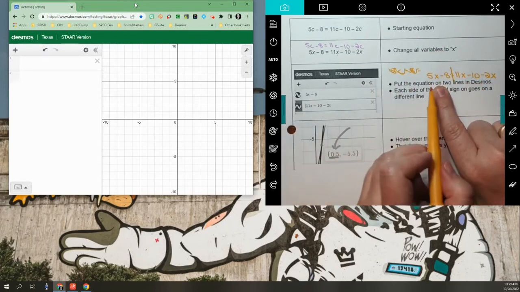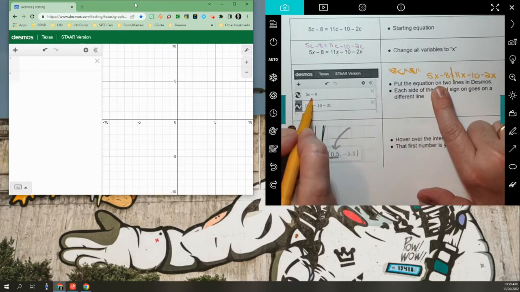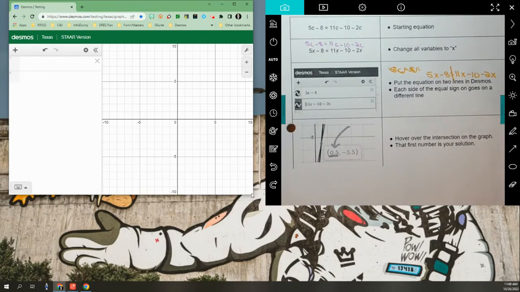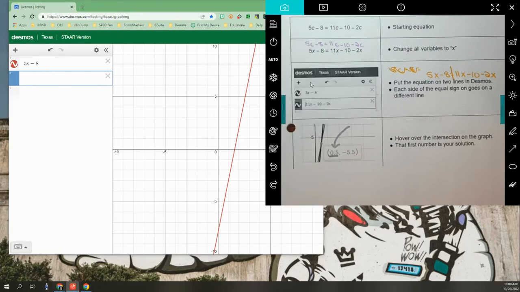So if you see right here, I have 5x minus 8 on this side of my equal sign. I'm going to put 5x minus 8 on my first line in Desmos. So let's go ahead and do that. Let me make this a little bit bigger. So we have 5x minus 8. Oh my goodness, it gave us a line. This is so weird. It didn't give us an answer like we're used to. It actually gave us a line. Interesting.